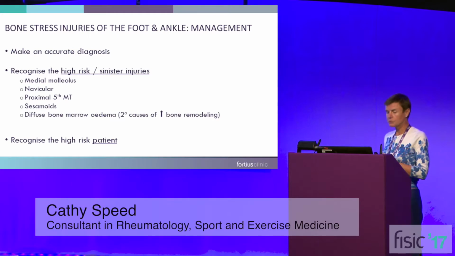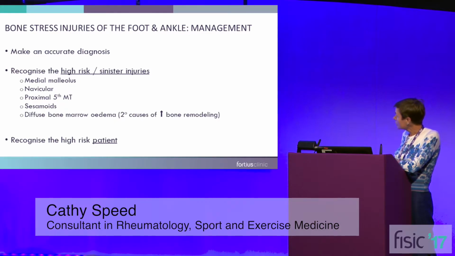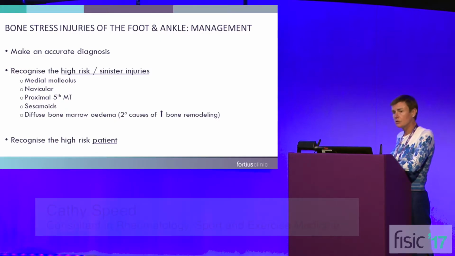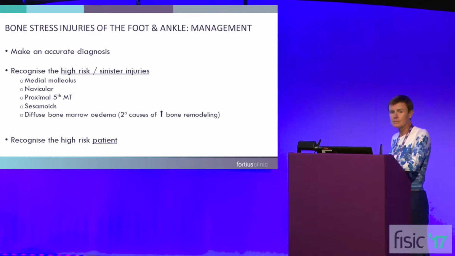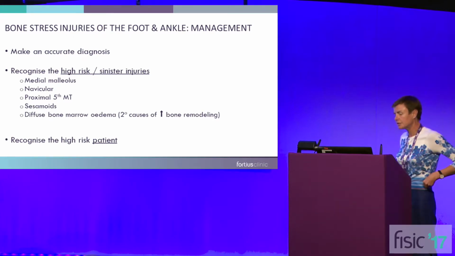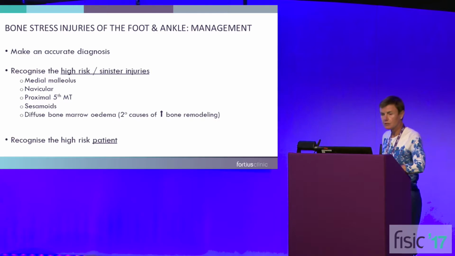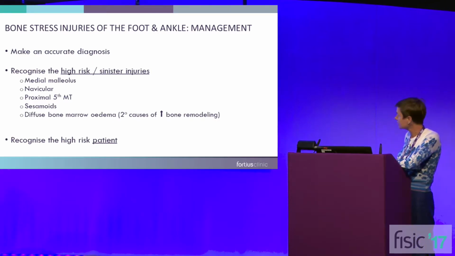How do we manage bone stress injuries of the foot and ankle? Well, we do the simple things well most of the time, and it often goes very well. Make an accurate diagnosis, not only in terms of the injury that we see, but any other distracting injuries that might be present. Very importantly, recognize the high-risk injuries. There are more to add to this list, I'm sure, but certainly foot and ankle: medial malleolus, navicular, proximal fifth metatarsal, sesamoids.